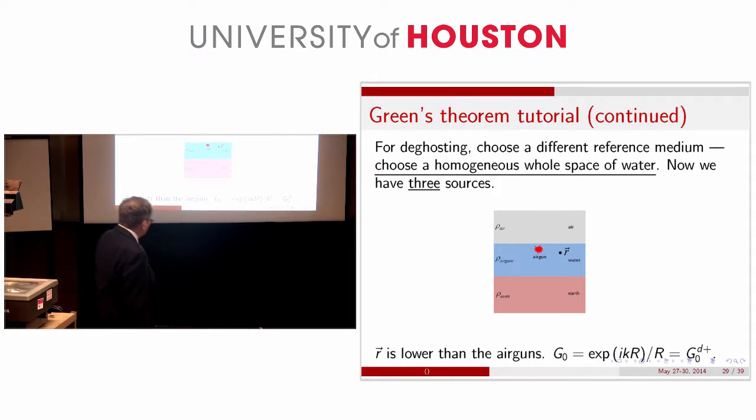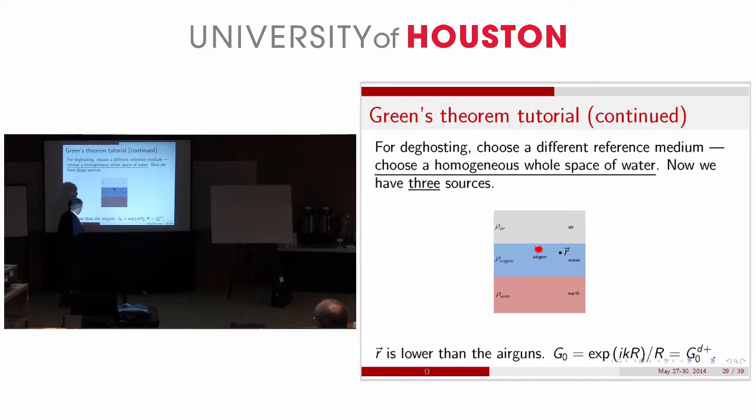For the de-ghosting, we pick a different reference medium. We pick a reference medium of water everywhere. And then we have three sources. Sources mean terms on the right-hand side. If I make it water everywhere, I've got to have some kind of alpha that turns water into air. I've got to have air guns, and I've got to have some kind of alpha that turns water into earth. So now I have three sources. And the Green's function here, since it's homogeneous with no boundary, is just outgoing. The G0, just direct everywhere. So the air guns as a source send a wave out, the air sends a wave out, the earth sends a wave out. In other words, they're all this times whatever rho is.